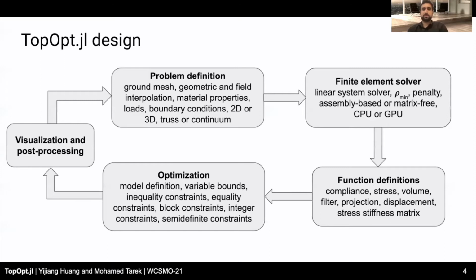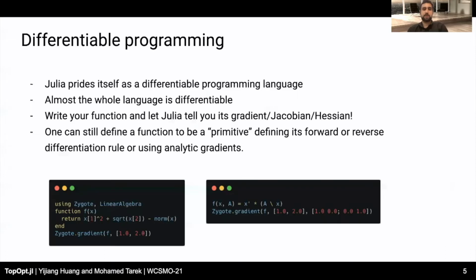So as you can see, there is a clear separation between the function definition, which sometimes uses a finite element solver, and the optimization. And the way this is actually enabled is using a concept called differentiable programming and automatic differentiation. So Julia as a language actually prides itself as being a differentiable programming language. So almost the whole language is differentiable. You can actually write arbitrary Julia code and just ask for the gradient of the function or the Jacobian or the Hessian, and you can get the gradient or Jacobian or Hessian without doing anything extra.